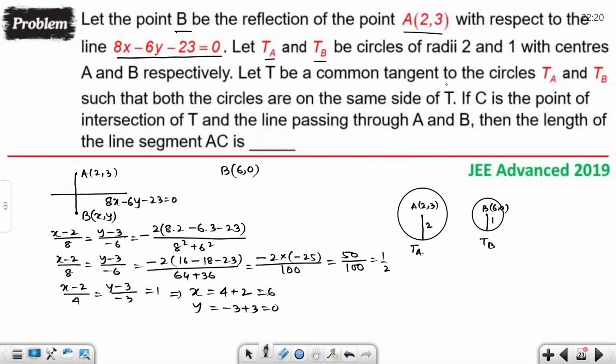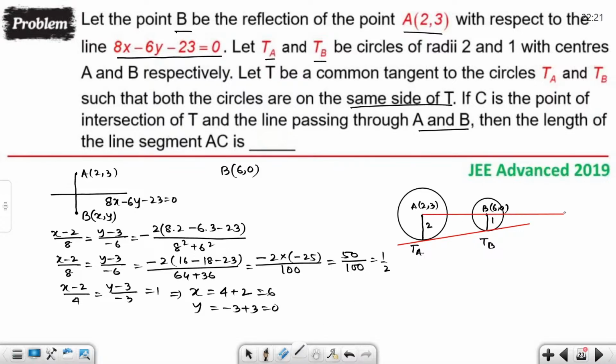Now, let T be the common tangent to the circles TA and TB such that both the circles are on the same side of T. That is, the common tangent T is the direct common tangent for these two circles. So let me just draw that direct common tangent. It is coming like this. Is it clear? So now, C is the point of intersection of this tangent and the line passing through A and B.